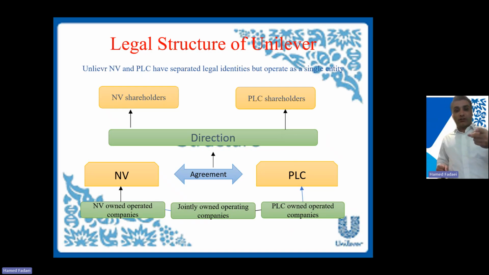And then you will see here the legal structure of Unilever. The first one is the NV shareholders, and the second one is the PLC shareholders. They have a direction together, and the NV and PLC have an agreement together. NV has its own operation company, and PLC owns its operation company. They join together to create Unilever.